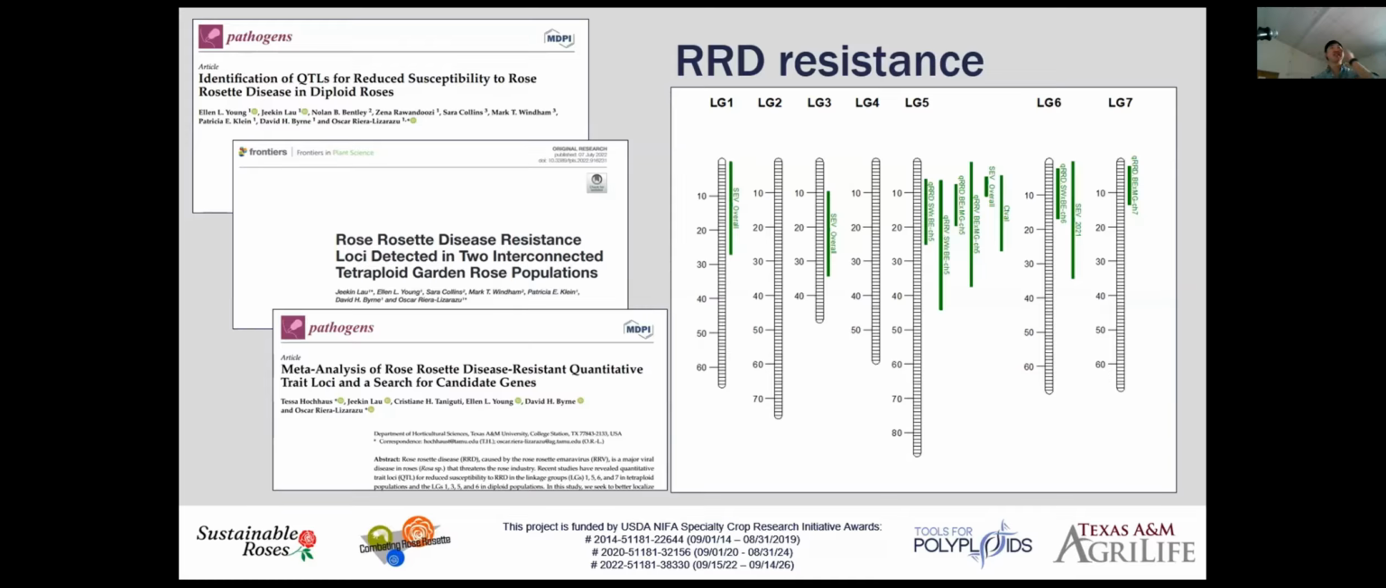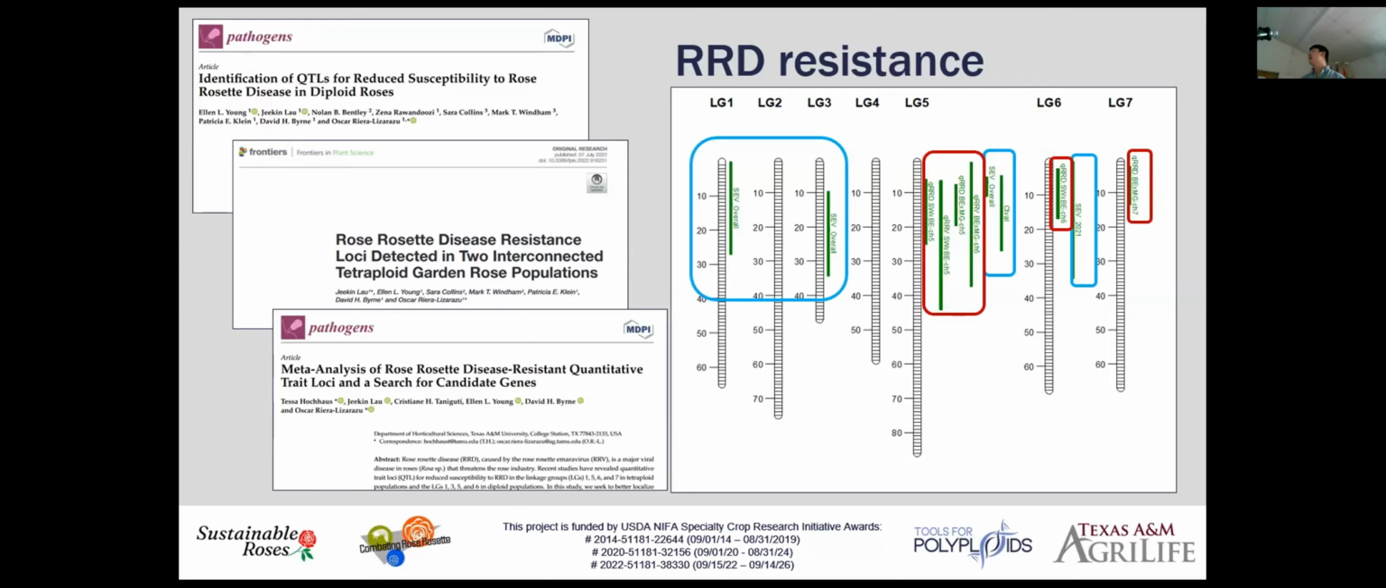Tessa's going to go in more depth about these papers and her paper. But what we generally saw, circled in the blue, were the diploid QTL that we found. Circled in the red were the tetraploid QTL. The first paper that came out was at the diploid level. A couple months later, we came out with the tetraploids. And then Tessa wrote up a meta-analysis trying to combine what we saw, because we saw some overlap in linkage group 5 and linkage group 6 between the diploids and the tetraploid. I'll let her talk about that next.